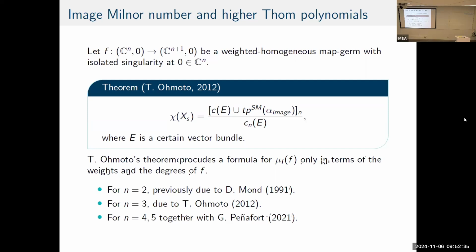And the left hand side? So that way you calculate the right hand side. Yes, and then this gives the image Milnor number formula. Oh, there's a formula for the image. Only a formula in terms of weights and degrees.